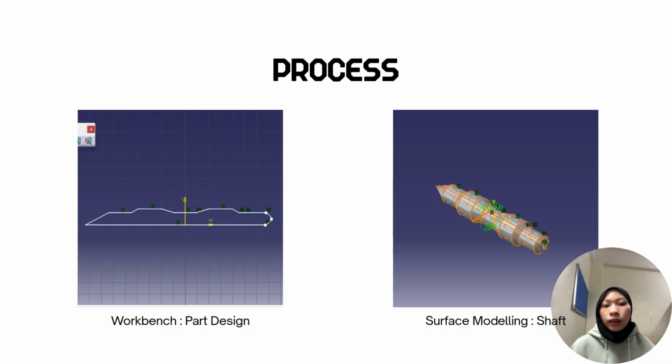After that, surface modeling is used to define the geometry. Surface features allow smoother transitions and better control over complex contours along the shaft. This combination ensures the shaft has accurate dimensions while maintaining a smooth surface finish suitable for further operations.